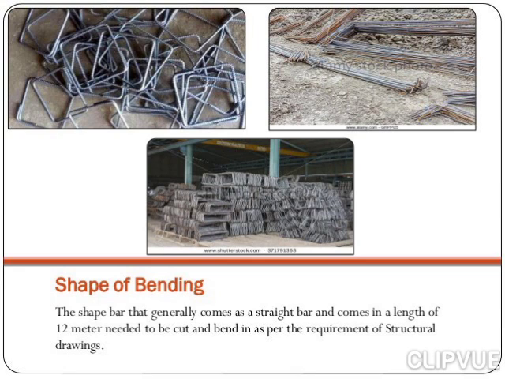Shape of bending. The bar generally comes as a straight bar in a length of 12 meter, and needs to be cut and bent as per the requirement of structural drawings. So in the figures we can see how the shape becomes when the bars are being bent.